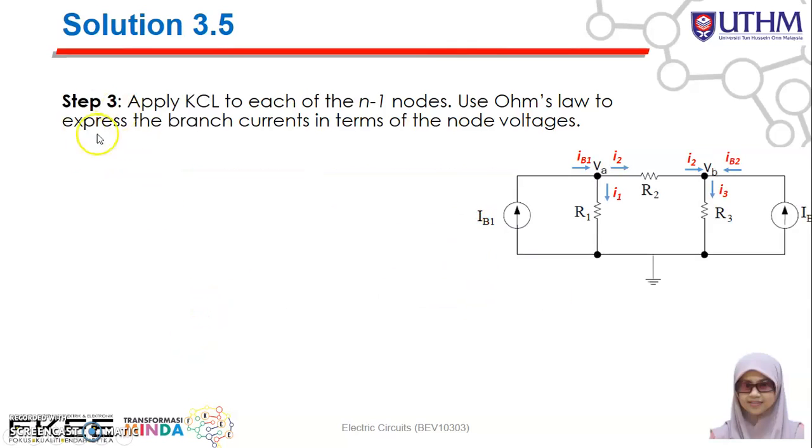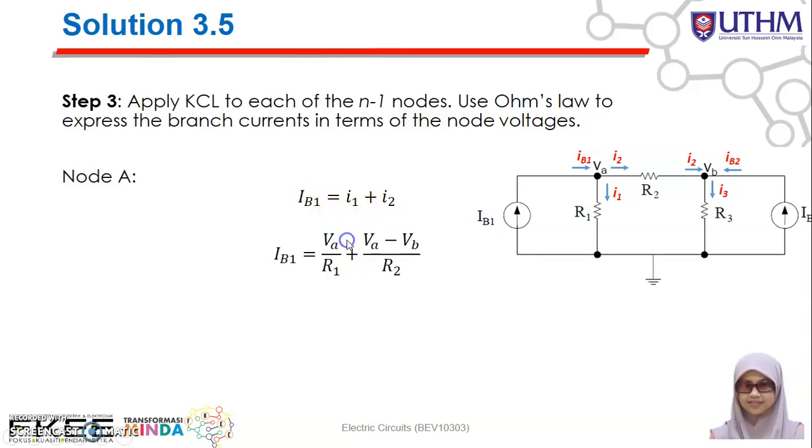So for step number 3, you need to apply KCL to each of the n-1 nodes. So we apply KCL at node A and apply KCL at node B. First of all, we apply KCL at node A. In this case, the total current going into the node will be equal to the total current going out from the node. So IB1 will be equal to I1 plus I2. And then once you apply the KCL, you need to use Ohm's law to express the branch currents in terms of the node voltage.